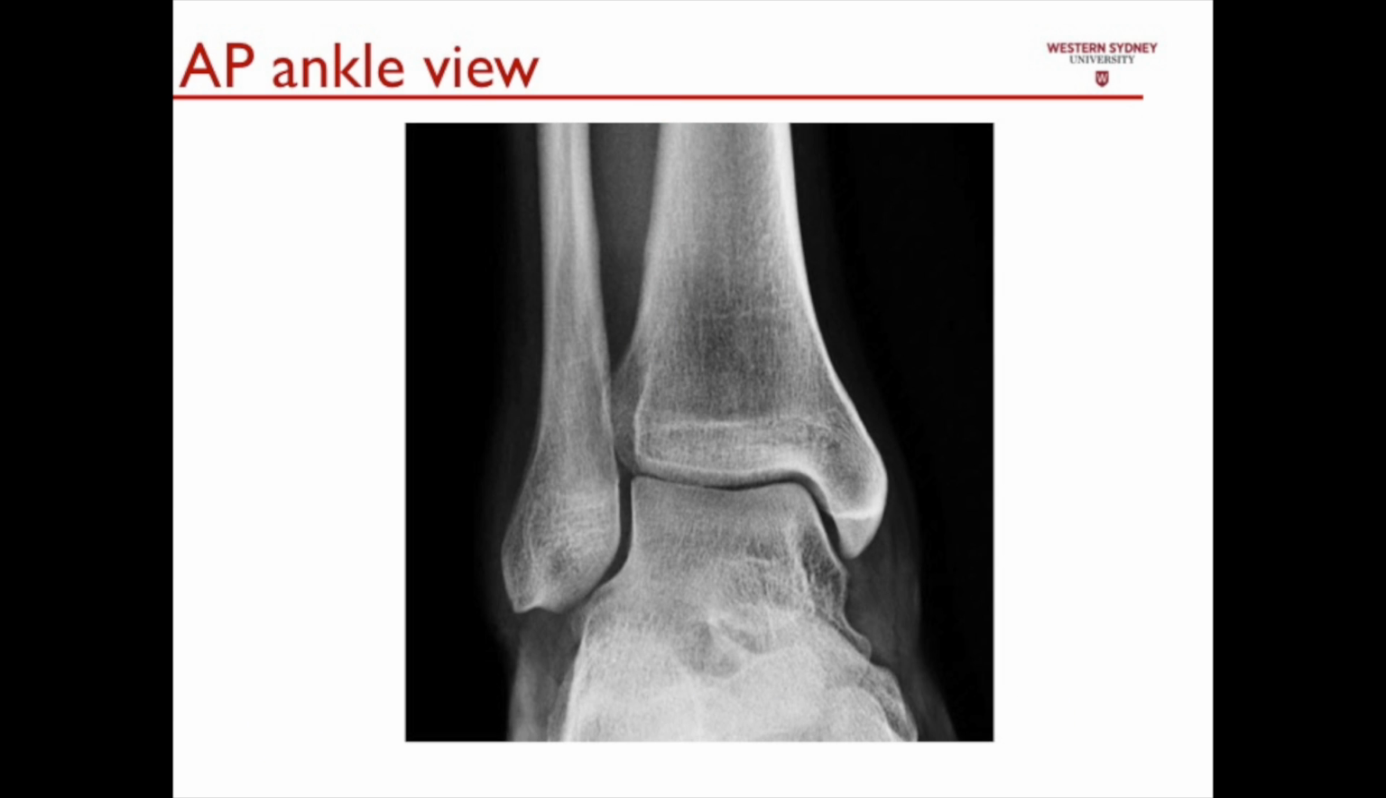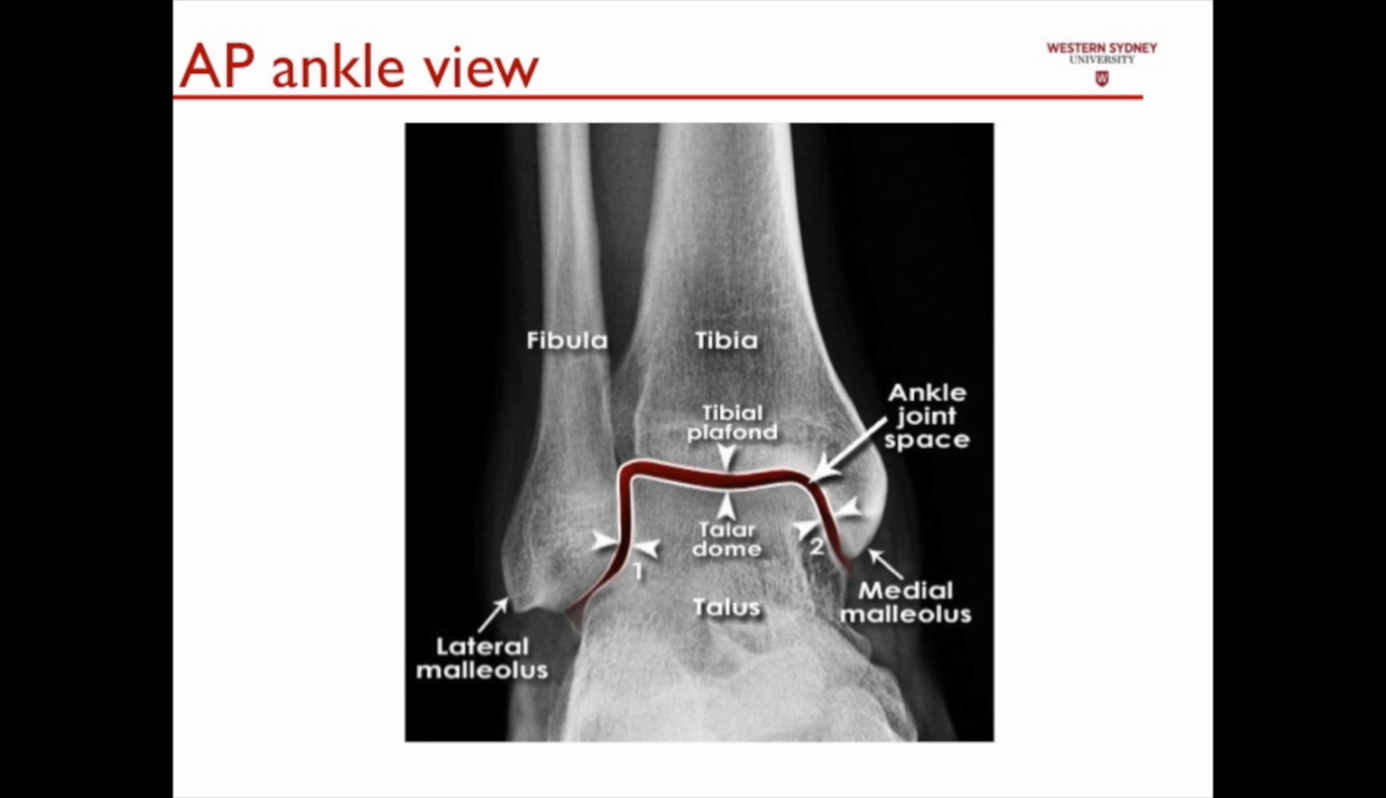In this slide, we can see an AP view of the ankle. We can see here the key structures that are highlighted.